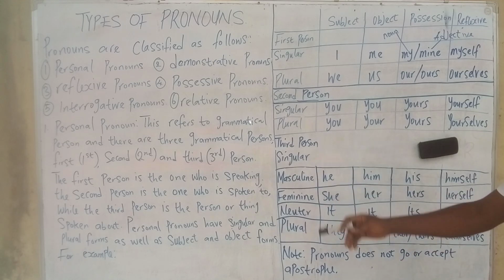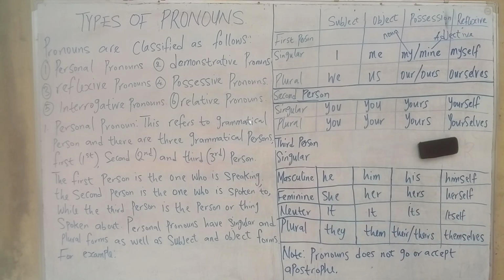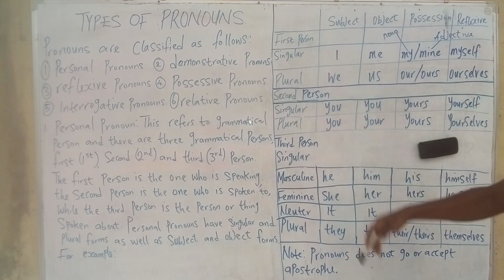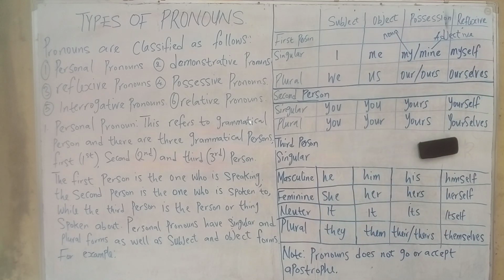Then we have masculine. We use masculine to refer to male. That means anything boy or man. So in masculine, we have he under subject. We normally use it to say maybe he is my friend. Object, him. So maybe he killed him. You see him now turns to what? Object. He is subject. Killed is what?